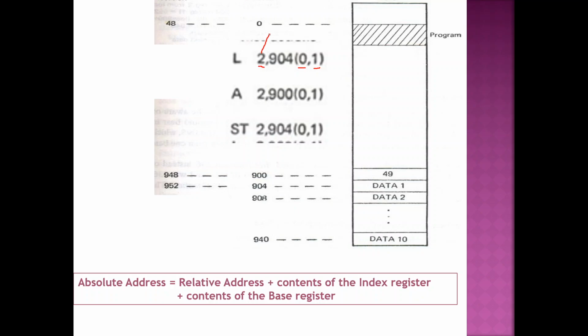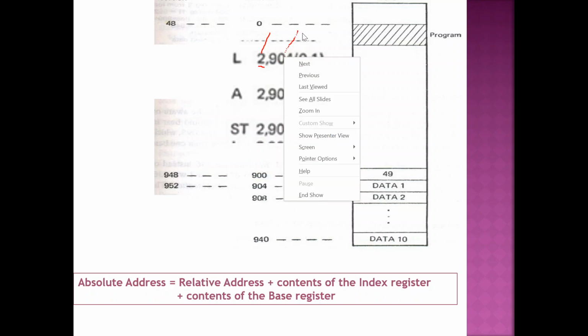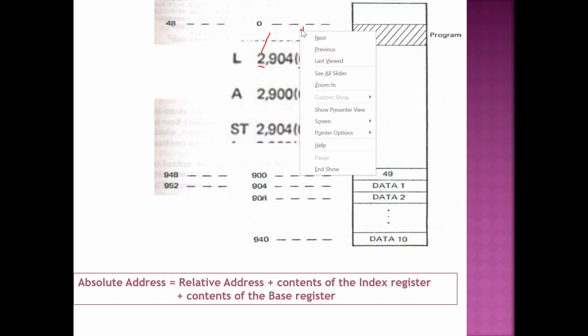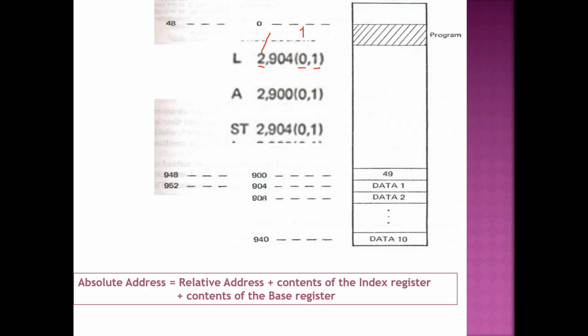This is your register 2. This is nothing but your displacement. Yes or no? This is your displacement, we saw in the instruction types. This is nothing but your displacement. So this is your displacement, and this is your index register, and this is your base register. You understand? The format is L 2 comma 904 of 0 comma 1.